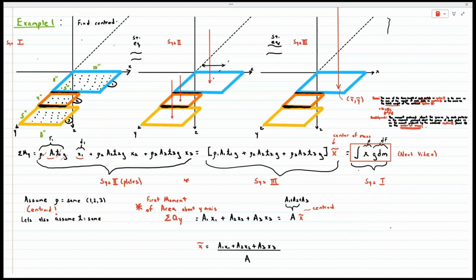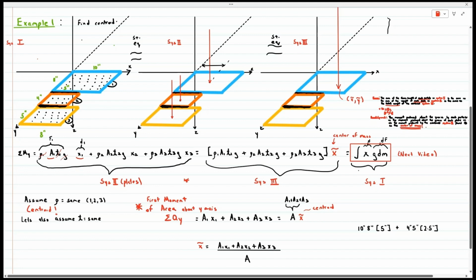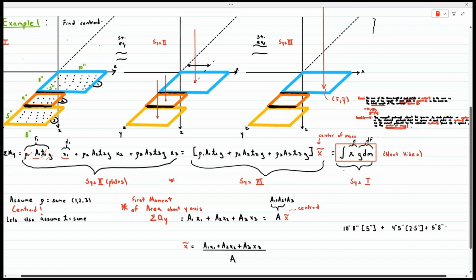How would we go about doing that? We could say that the moment produced by the three plates in system 2 is exactly the same as the moment produced by the total weight placed at a certain distance. Here I'm writing out those area terms. We can see that the first area would be placed at a distance of 5 inches from the y-axis, or half of the length of the plate, and this is true for the other two plates as well. It's just half of the length.